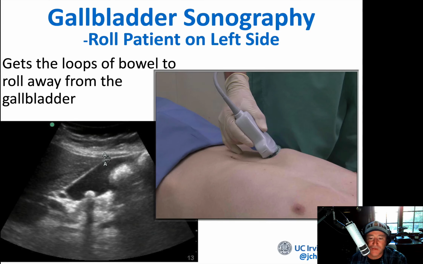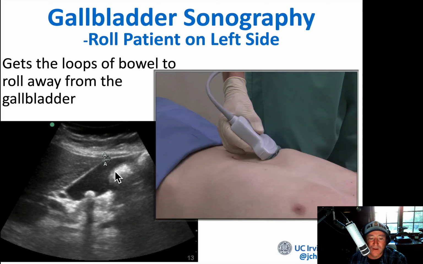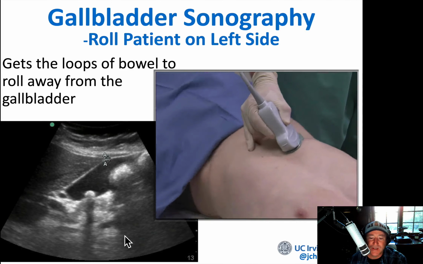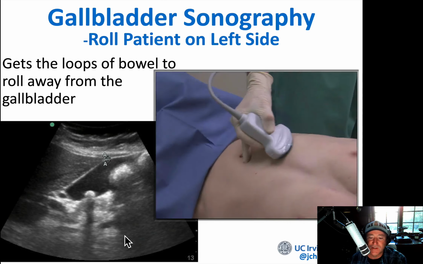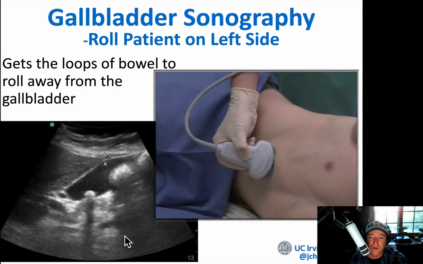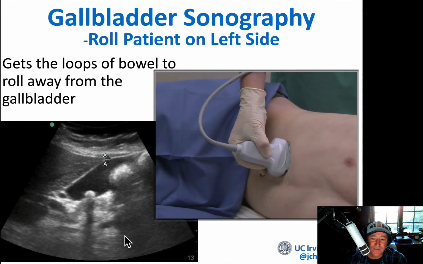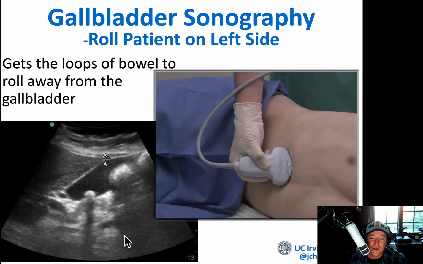Now, you can roll the patient on their side, and as you roll the patient on the side, these loops of bowel right here kind of fall out of the way. So if you're having difficulty with the subcostal sweep, the second thing I do is I tell the patient to roll on their side like they're sleeping on their side, all the way over, all the way over. Good. And now I tell them to take a deep breath. And as they take a deep breath, I start fanning through and trying to find the gallbladder.